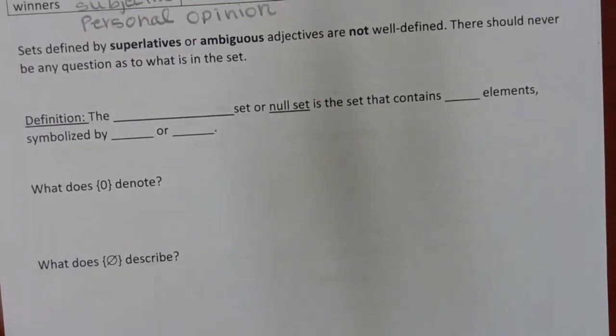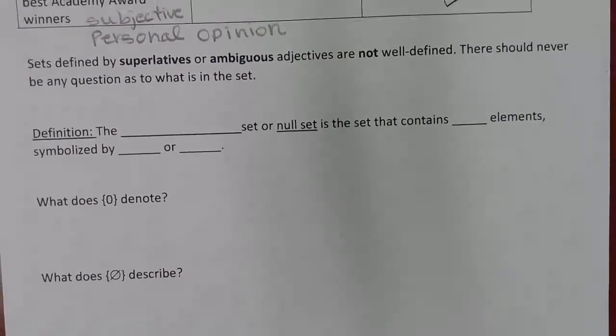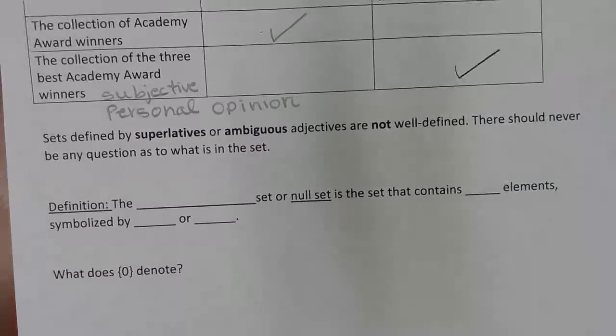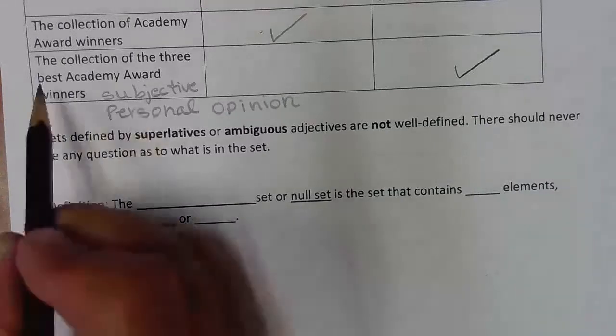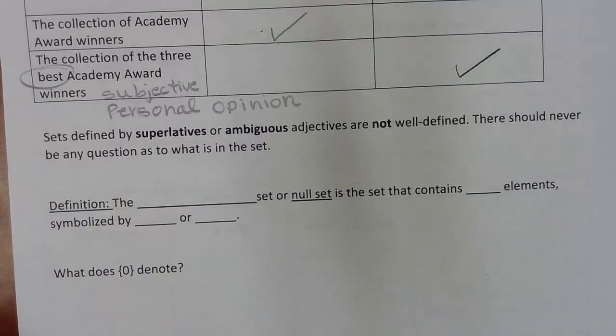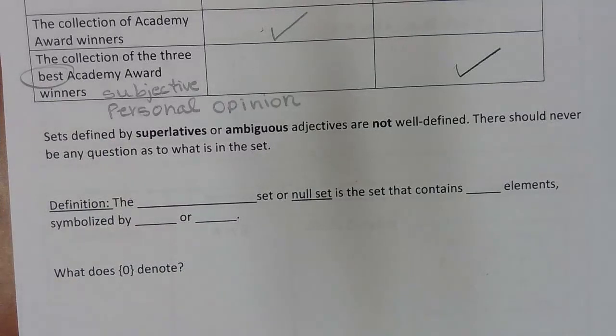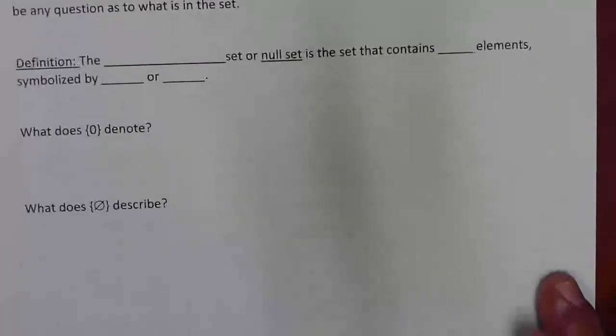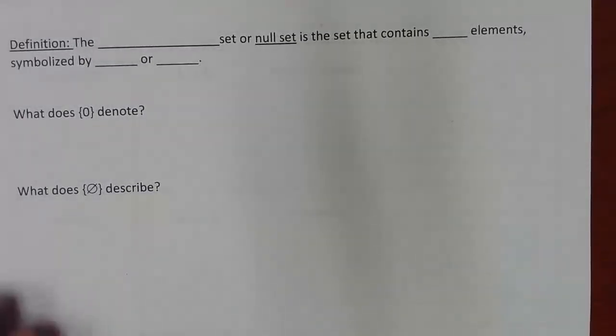Sets defined by superlatives or ambiguous adjectives are not well defined. The ambiguous adjective here is, who's the best Academy Award winner? Well, that's your opinion. And when it's subjective and it's your opinion, that means it's ambiguous. The way you're defining this set, it's foggy. It's not clear. And the word for that is ambiguous, when something's not clear. So just some terminology coming at you.